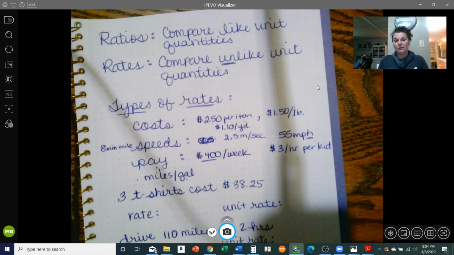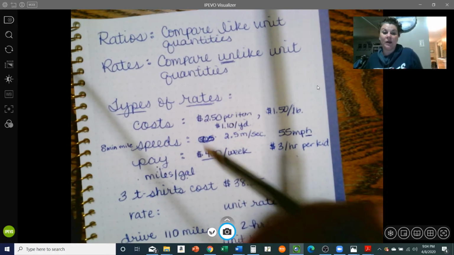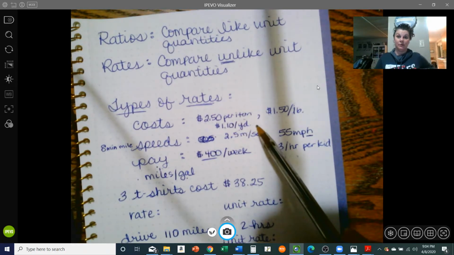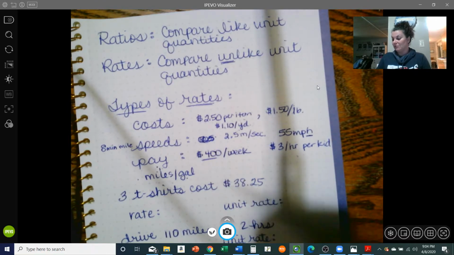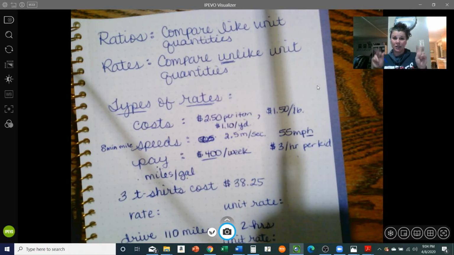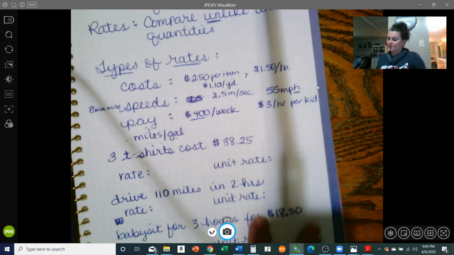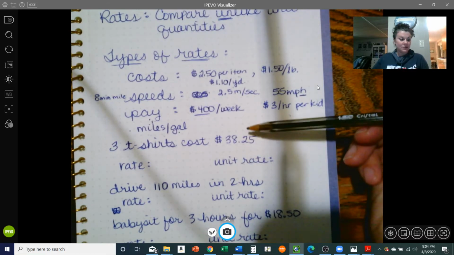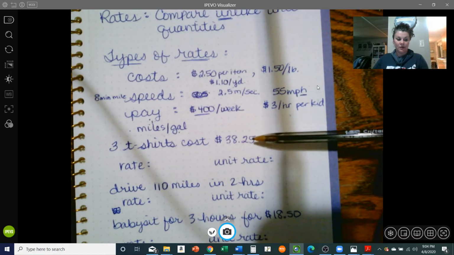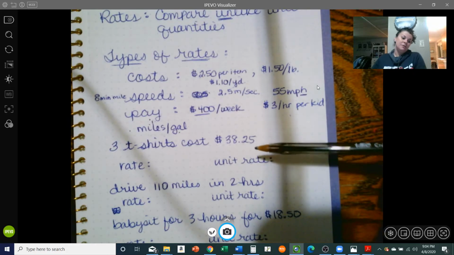So those are different things that you consider with rates. Rates are something that's really important that people use all the time. So, how am I going to use this when I grow up? Rates are used all the time. Rates are important.